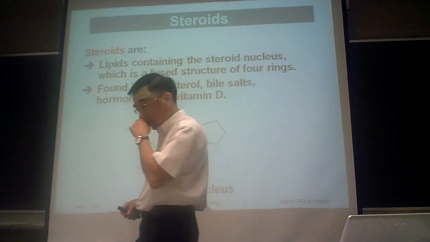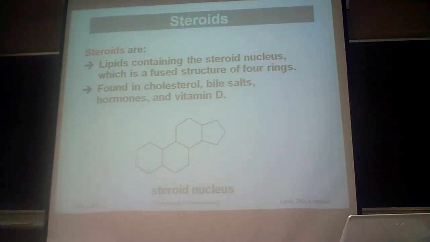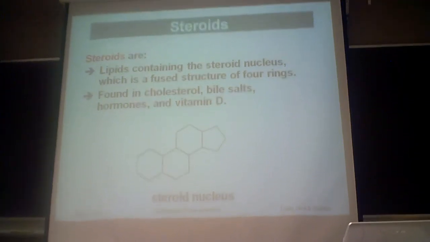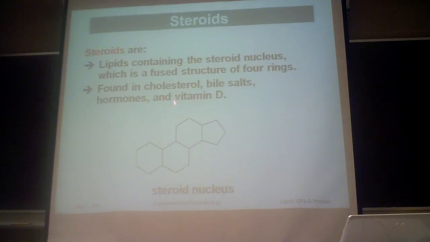Okay, the other group of lipids is what we call steroids. And steroids are lipids that contain this structure. This is the nucleus of the steroids. It's a fused structure of four rings, as shown here. And these are found in cholesterol, one of the major components of steroids. It's found in cholesterol, in bile salts, in a lot of the hormones that are very important in regulating body function, and in vitamin D.